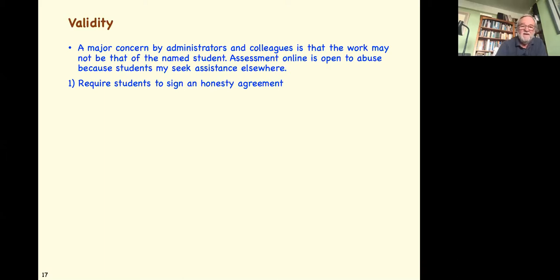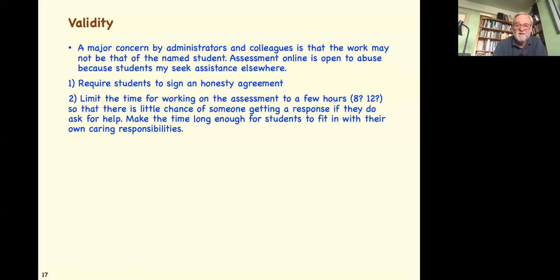So one, it occurred to me to require students to sign an honesty agreement. And basically what that's saying is that there's no point in getting help with a paper because you're just going to run into trouble in your next year. You could limit the time for working on the assessment to a few hours, 8 or 12 maybe, so that there's little chance of someone getting a response if they do ask for help. But you've got to make the time long enough for students to fit in with their own caring responsibilities.